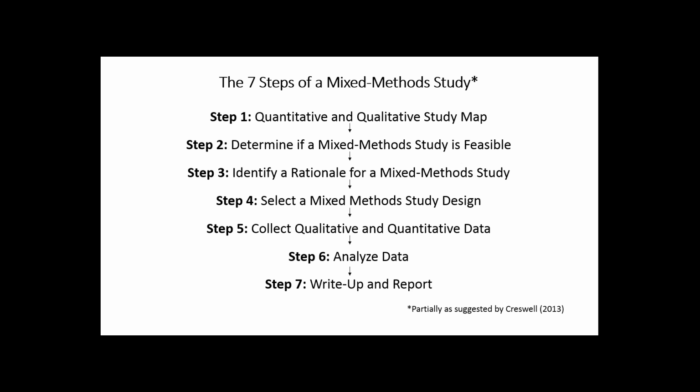So we could say that a mixed method study has 7 steps, and we're going to go through each right now. Step 1, our study map, but this time is qualitative and quantitative. Recall we had separate ones for the qualitative and quantitative in each respective study. Now we have it together. Step 2, determine if a mixed method study is feasible. Step 3, provide the rationale for the mixed method study.